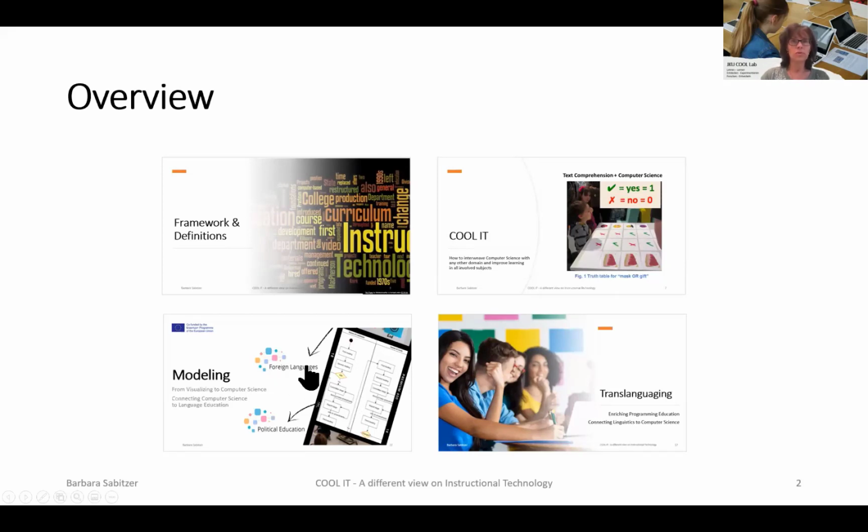It comes from computer science education or from computer science and can support learning in foreign languages. And the other one is a linguistic concept, a linguistic strategy called translanguaging, which shall connect languages to computer science and support learning in computer science, especially in programming education.